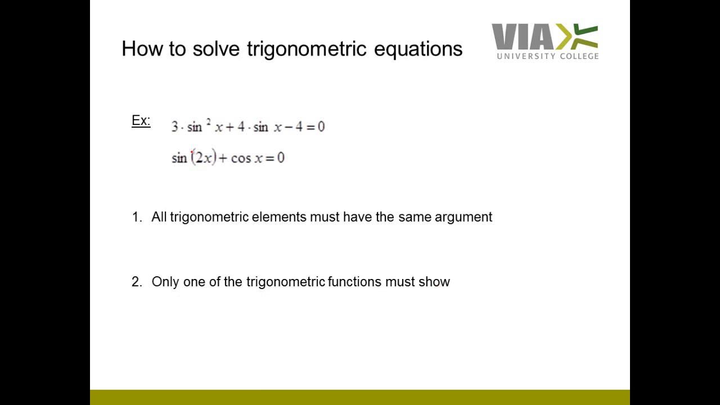As you also see in this example up here, we have both sine and cosine, so we will use our trigonometric relations to make sure that we only have one of the trigonometric functions occurring. Then afterwards, by rearranging a bit, we can get to one of the trigonometric basic equations: sine x equals a certain number, cosine x equals a certain number, or tangent x equals a certain number. And these three basic equations we know how to solve. So that's the aim. That's what we are looking for.